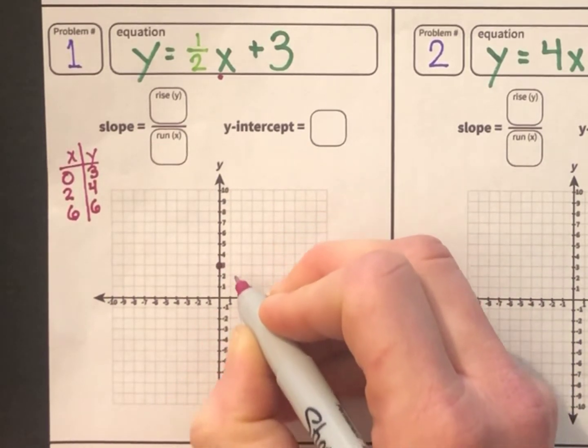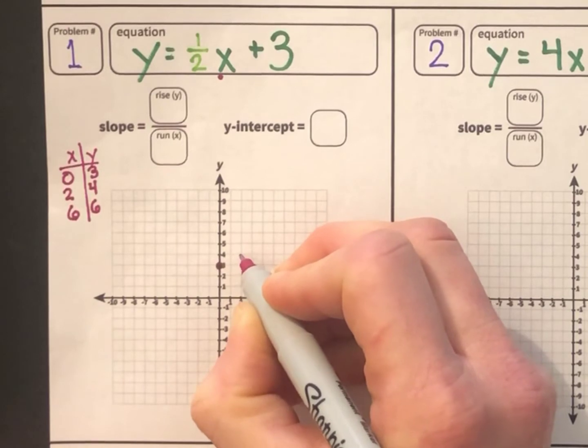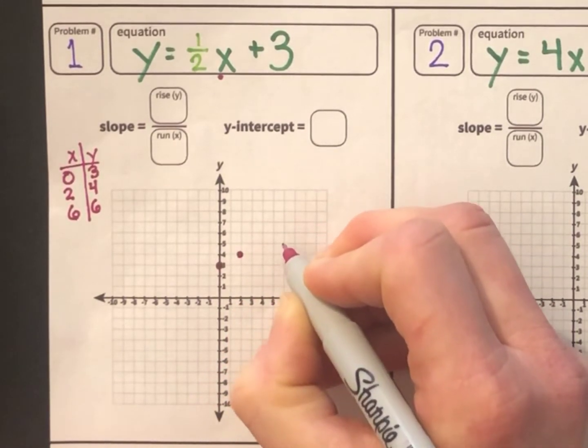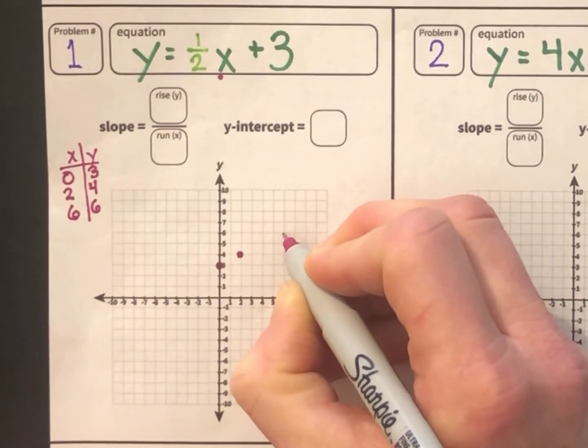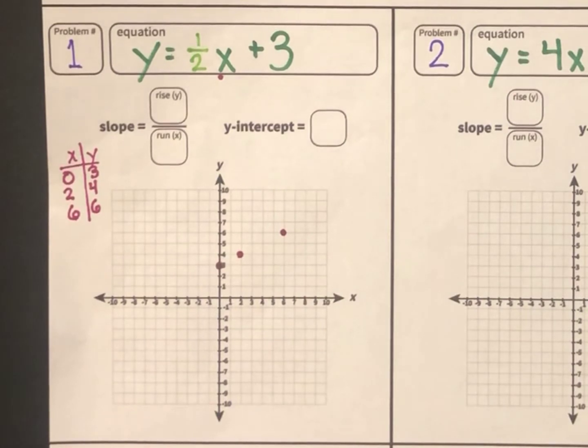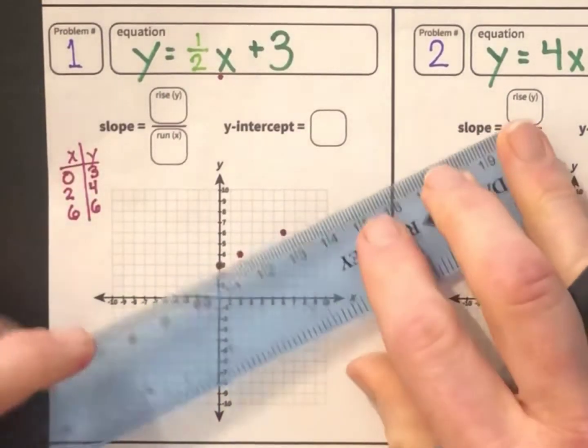Remember to use a straight edge. It doesn't have to be a ruler, but it does have to be a straight edge. When you draw your line, be really careful to be precise that it goes right through those points, and also go through the entire grid. Go from one edge of the grid all the way to the other.